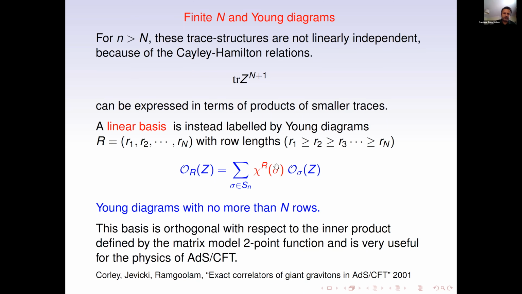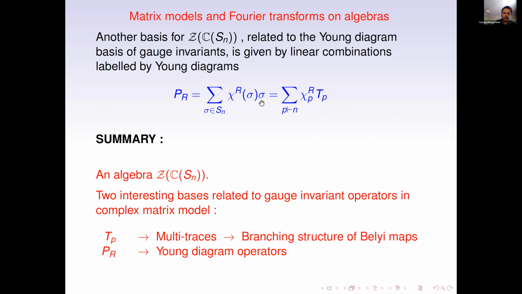And associated to these Young diagram bases, there are again some linear combinations in the group algebra, parameterized by representations of Sn and defined using characters of Sn. So, in summary, there is the center of the group algebra, which carries important information about correlators in matrix models.